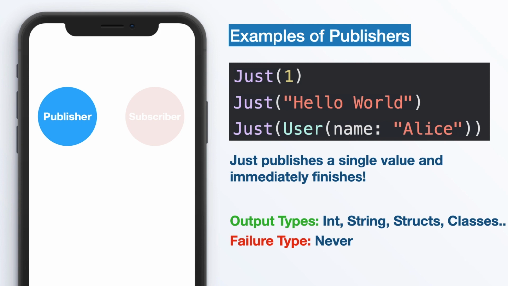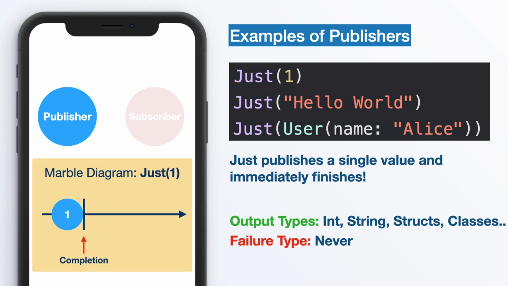Now you can think of it as a flow or a data flow. The way we usually describe these flows is using a marble diagram. Let's have a closer look at a marble diagram for the Just(1) publisher. Here you can see that the 1 is published, and immediately after it is published, we have this completion, which is basically indicated with this vertical line.